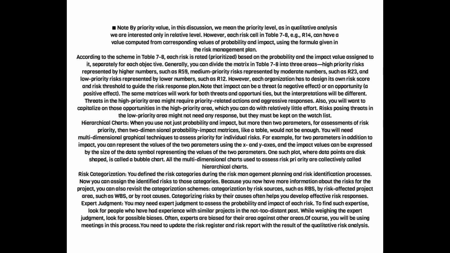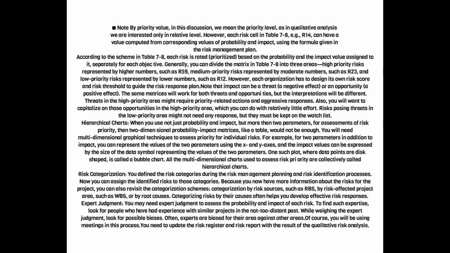Hierarchical charts: when you use not just probability and impact, but more than two parameters, for assessments of risk priority, then two-dimensional probability impact matrices, like a table, would not be enough. You will need multidimensional graphical techniques to assess priority for individual risks. For example, for two parameters in addition to impact, you can represent the values of the two parameters using the x and y axes, and the impact values can be expressed by the size of the data symbol representing the values of the two parameters. One such plot, where data points are disc-shaped, is called a bubble chart. All the multidimensional charts used to assess risk priority are collectively called hierarchical charts.